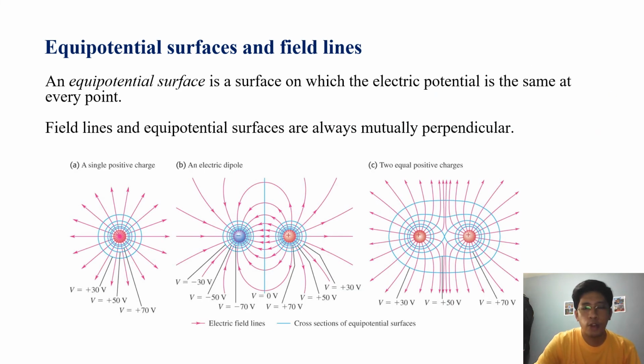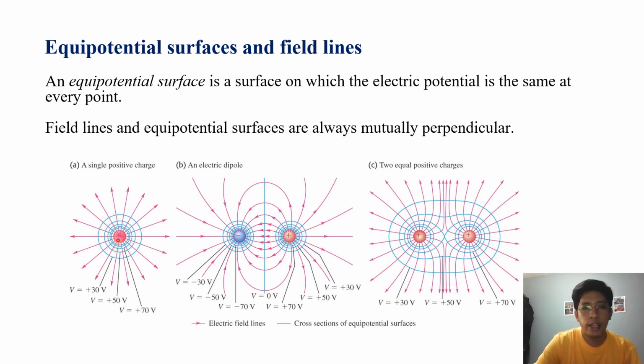We have what we call equipotential surfaces. Now, an equipotential surface is a surface on which the electric potential is the same at every point. Again, an equipotential surface is a surface on which the electric potential is the same at every point. And the field lines and equipotential surface are always mutually perpendicular. So consider this one here for a positive test charge.